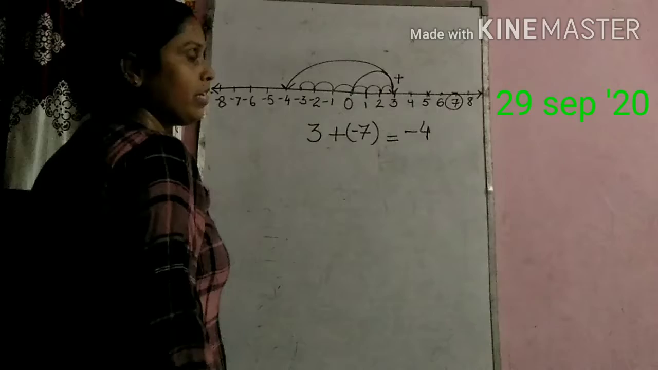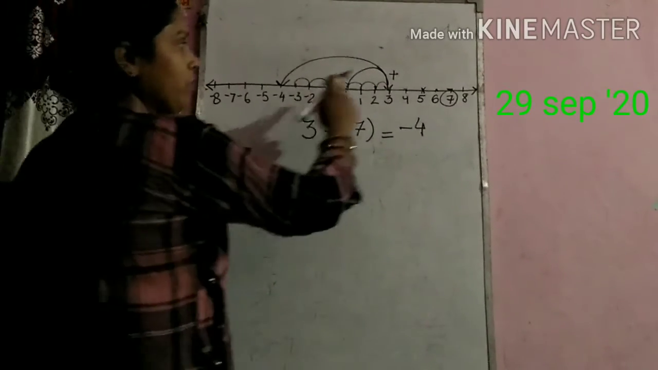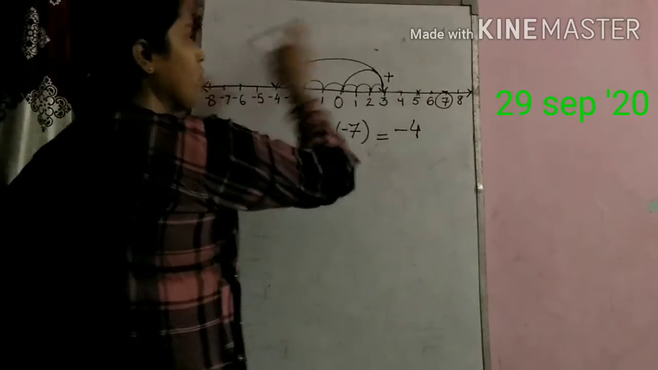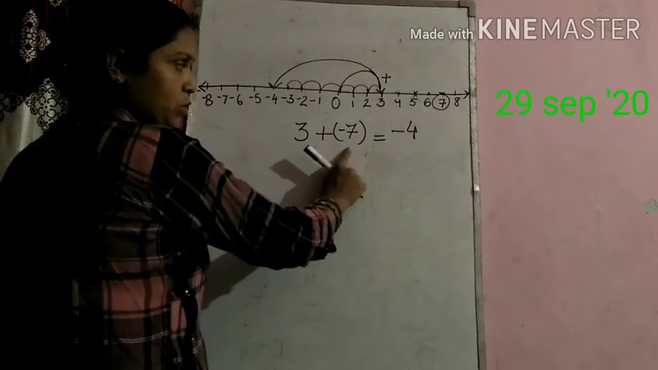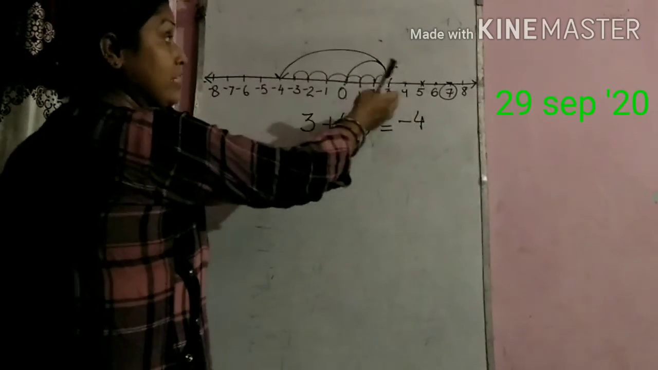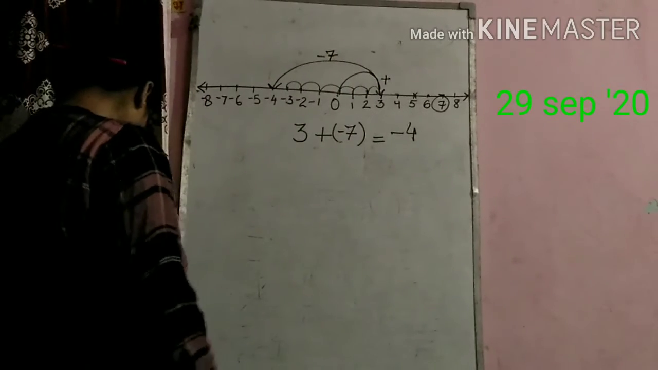This is how I have written the addition expression for this kind of number line, where first you are going forward and then you are going backward. Whatever the number of steps you are going backward, that number of steps you will write here with the negative sign since it is moving backward. So I am writing here -7 steps.